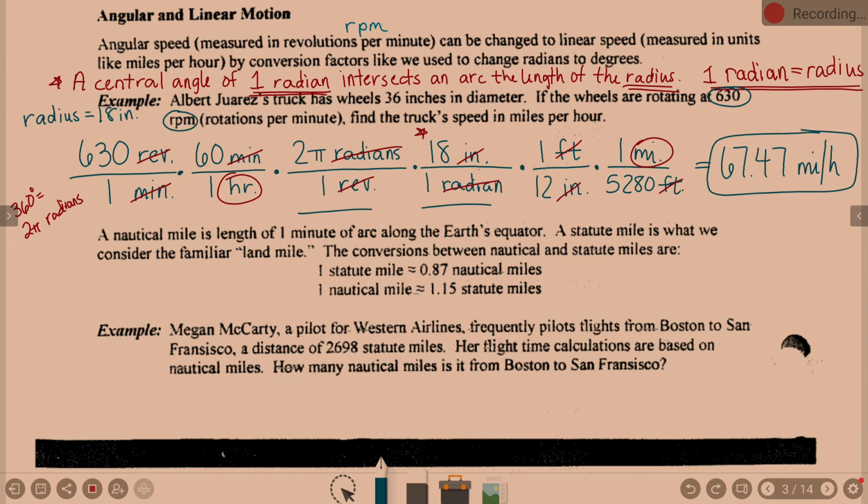Interesting enough, this problem is not talking about sailing anywhere, but we're going to talk about flying. Megan McCarty, a pilot for Western Airlines, frequently pilots flights from Boston to San Francisco, a distance of 2,698 statute miles. Her flight time calculations are based on nautical miles. How many nautical miles is it from Boston to San Francisco?